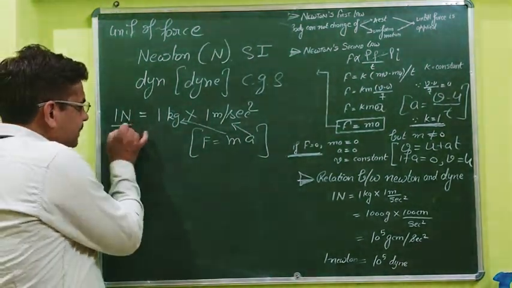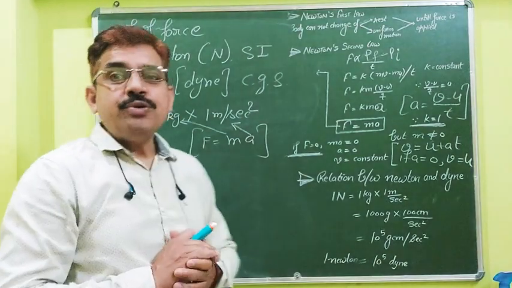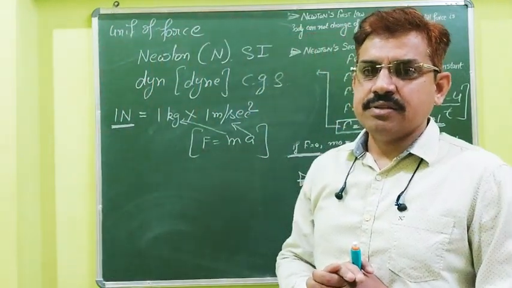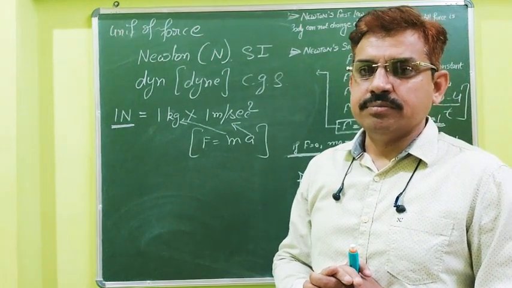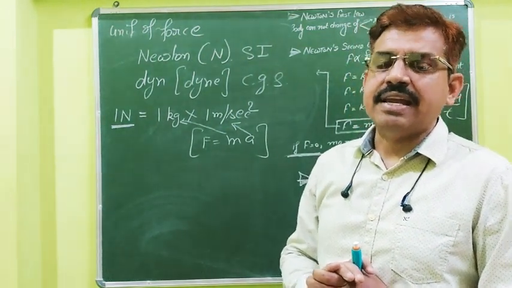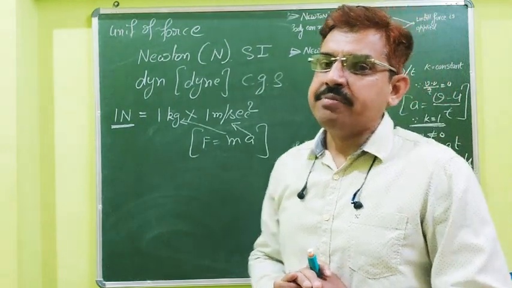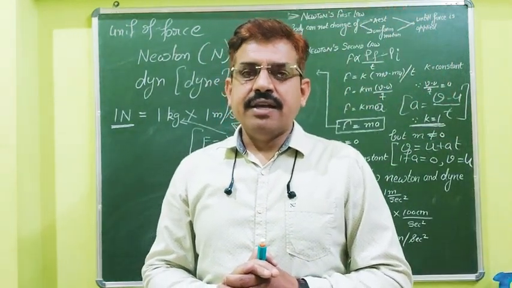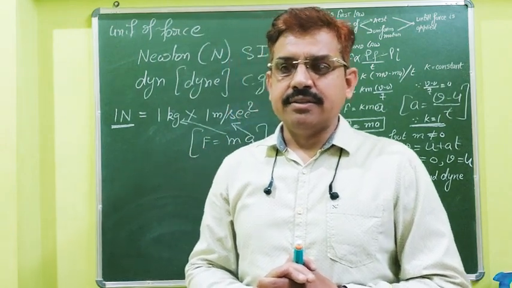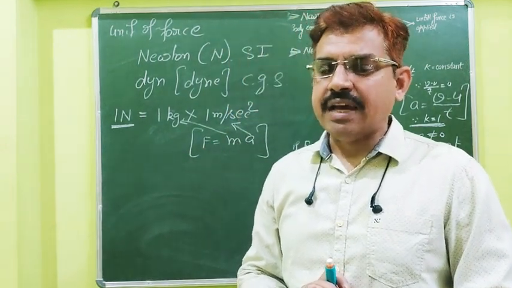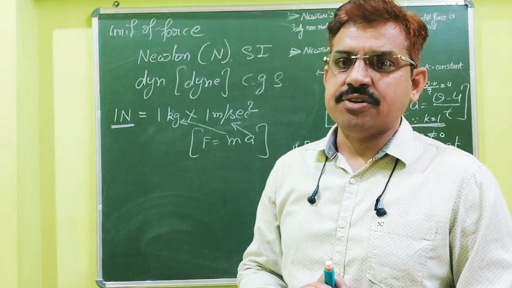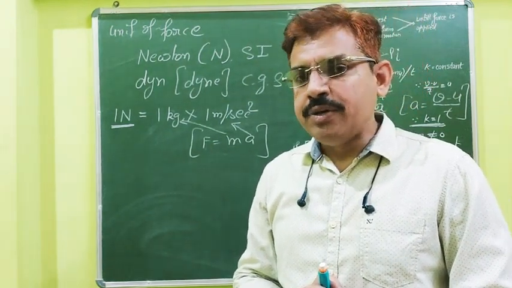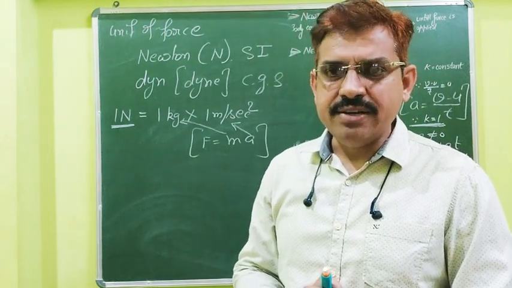So what we can say is that force is said to be 1 Newton if a mass of 1 kg is accelerated with an acceleration of 1 meter per second square. So that is called the definition of 1 Newton, that force is said to be 1 Newton if a body is accelerated with an acceleration of 1 meter per second square for a unit mass, that is 1 kg.